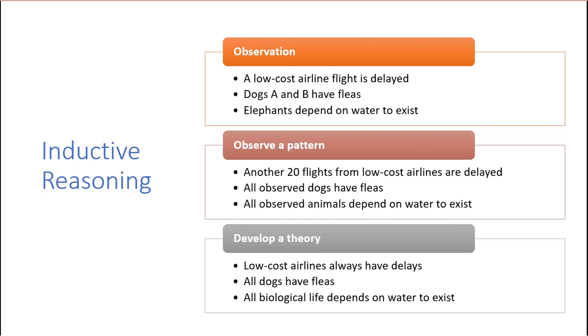Dogs A and B have fleas. We go out and check a bunch of other dogs. They all have fleas. We conclude that all dogs have fleas. Finally, elephants depend on water to exist. All observed animals depend on water to exist. Therefore, we assume that all biological life depends on water to exist.